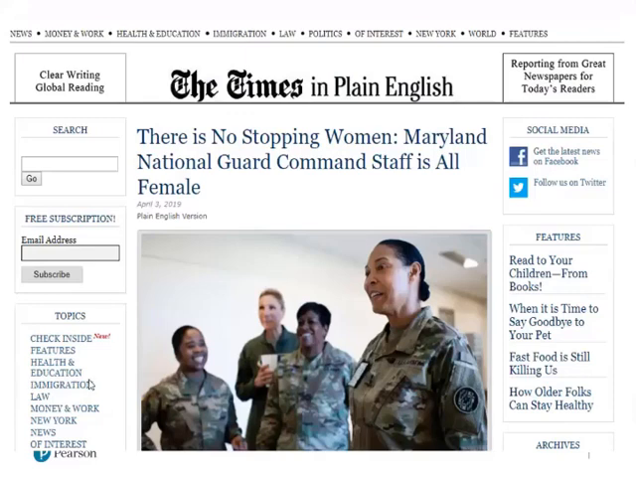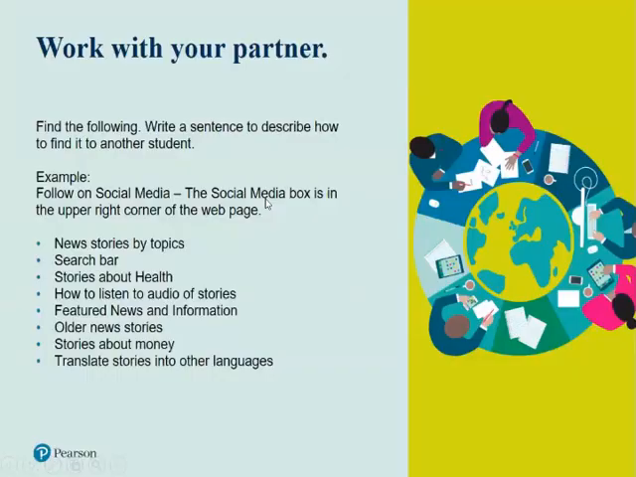Great. What if I want to find the search bar? Where is the search bar? Yep, under search on the upper left. Excellent. So in the classroom, I would actually put this up on my presentation, and I'd have my students identify all of these different parts of the website. I want to make sure they understand how to use the website and how to find those different stories.